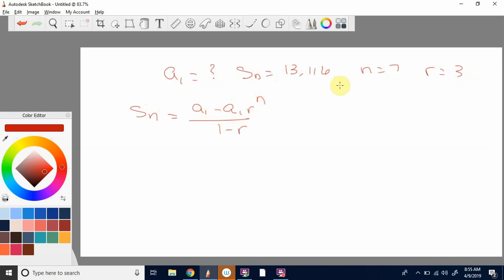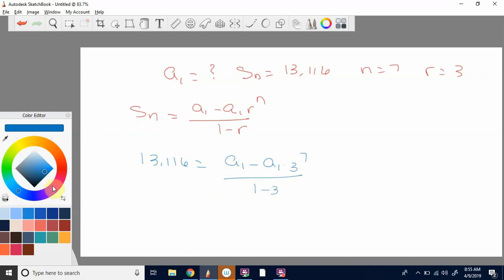So I'm looking for a sub 1. Do I have an r? Yes. Do I have an n? Yes. I have an S of n. So this is really simple. I just plug in the values for the formula. So 13,116 equals a sub 1 minus a sub 1 times 3 to the 7th power over 1 minus 3.